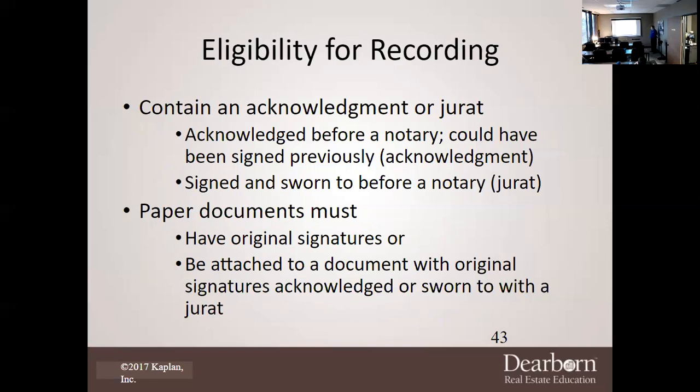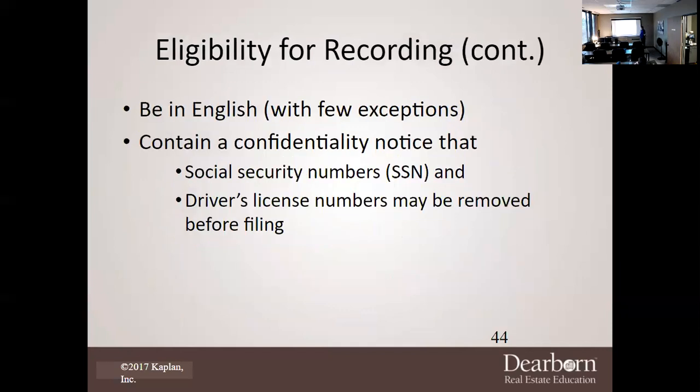It's acknowledgeable for a notary. It could have been signed previously, which is acknowledged. But if it's signed and sworn to before a notary, that's going to be a jurat. Okay. Now, paper documents must have original signatures or be attached to a document with original signatures acknowledged or sworn to with a jurat.